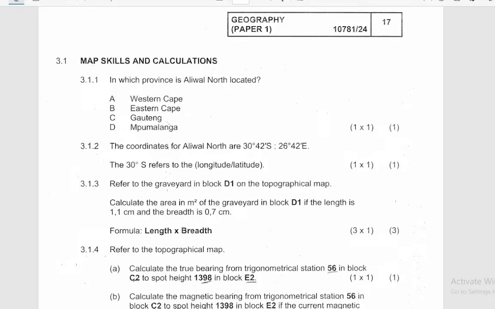Right, then we move on to our last section, which is the map skills and calculations.